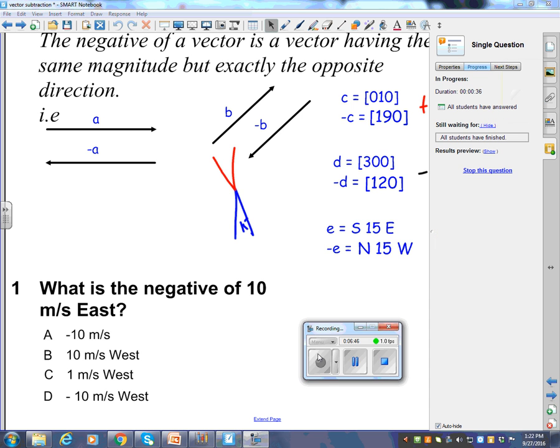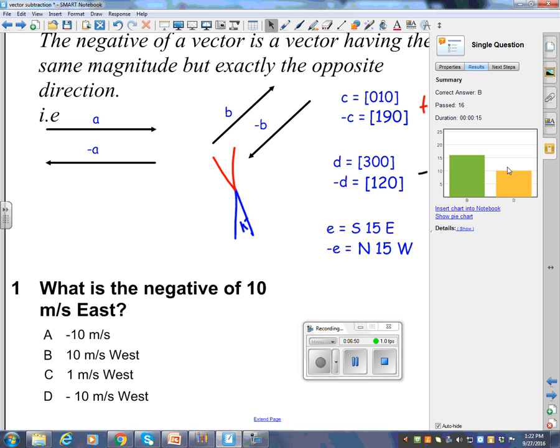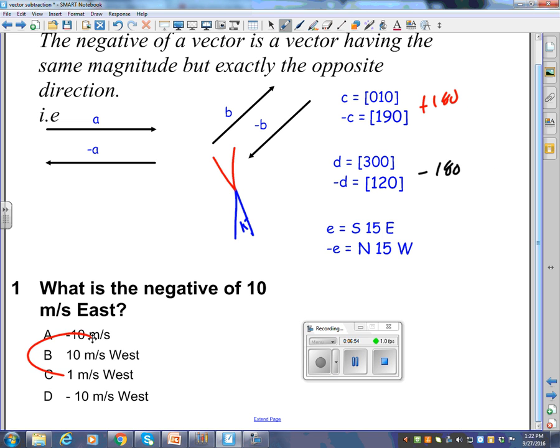See how you did. I'm thinking 100%. Everyone, what do you think? 10 meters per second west. If I throw in minus 10 west, you're kind of doing a double negative. Don't do that. 10 meters per second east, opposite is? 10 meters per second west.